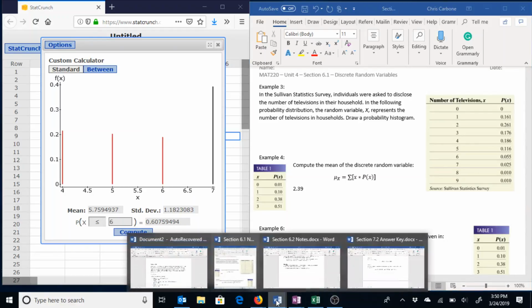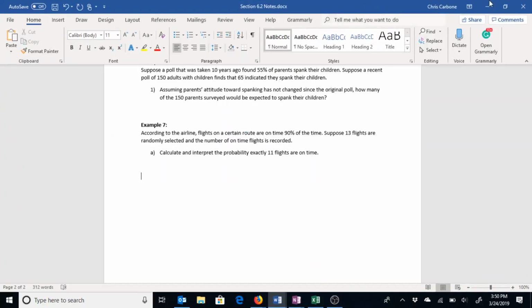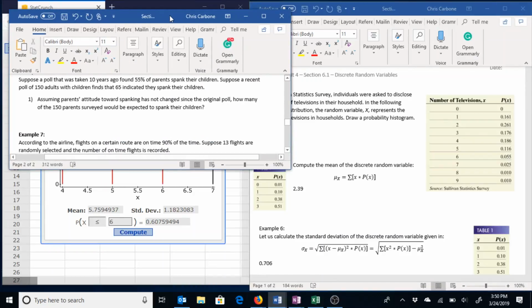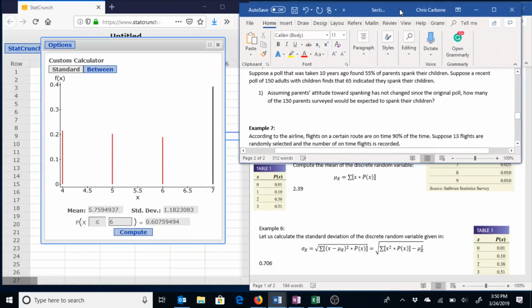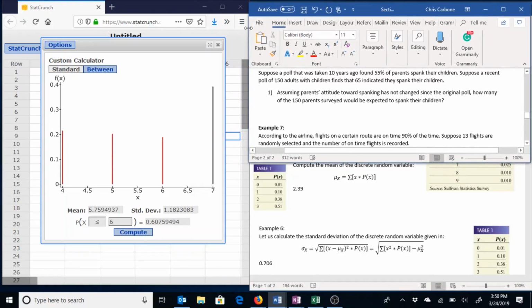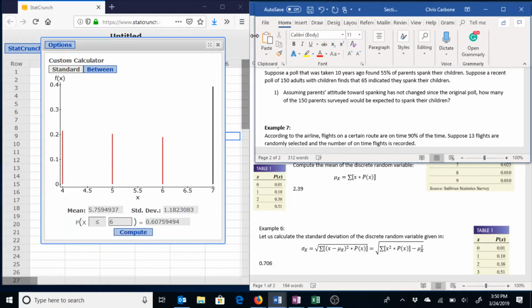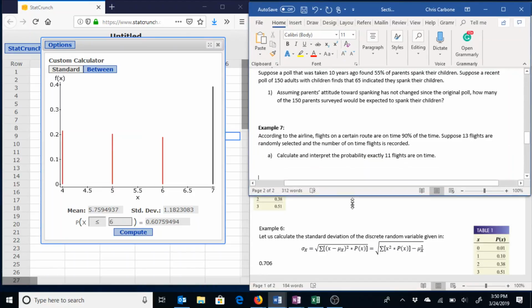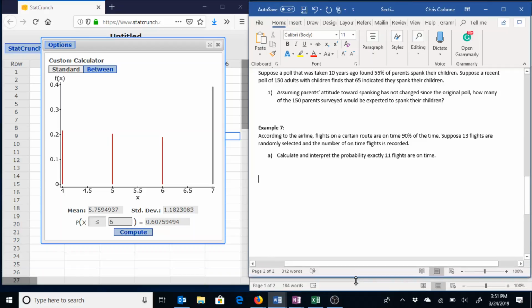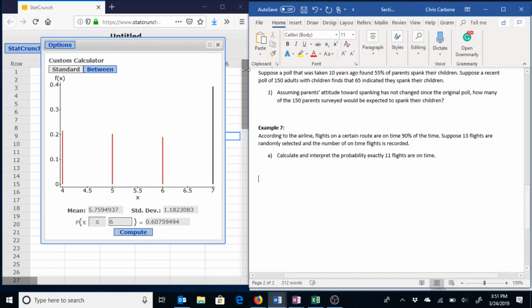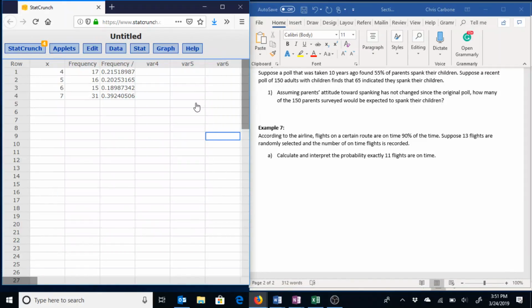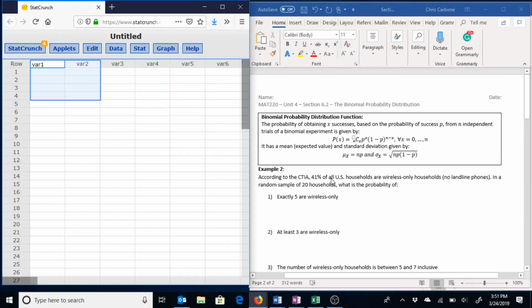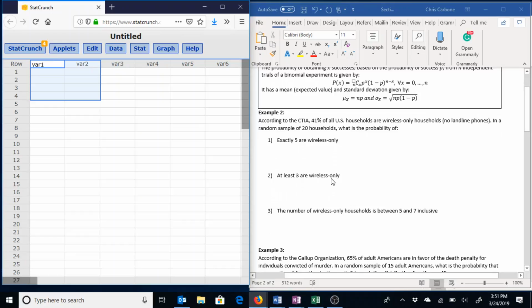Now, for section 6.2, let me just shorten this so I could use StatCrunch at the same time. For section 6.2, this was again one of these ones that kind of required StatCrunch a lot, and we did not have that projector working. And this one required absolutely 0 data. Okay. So first, for example number 2.